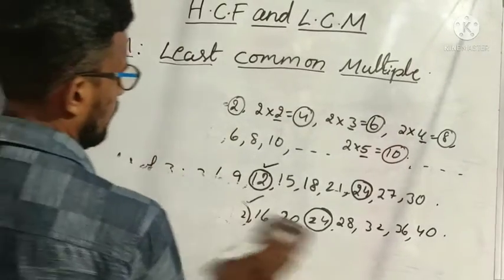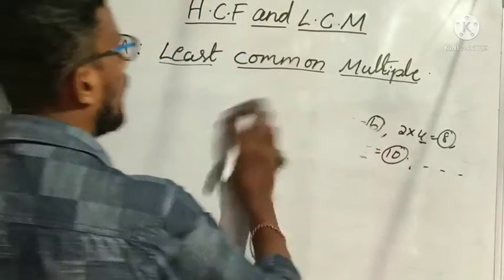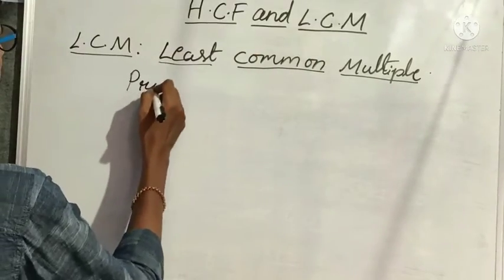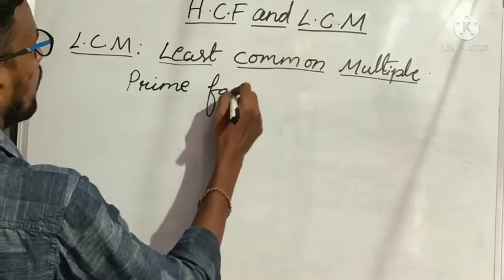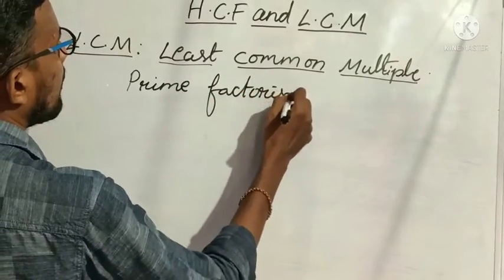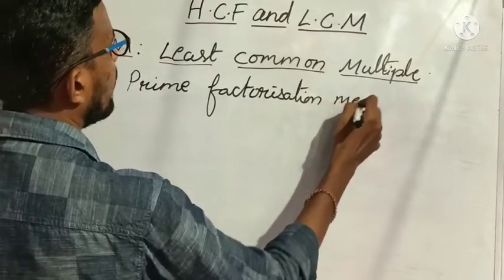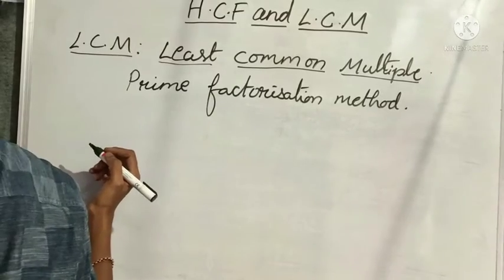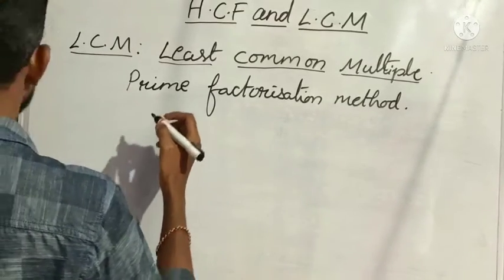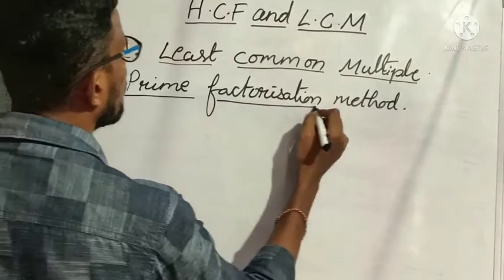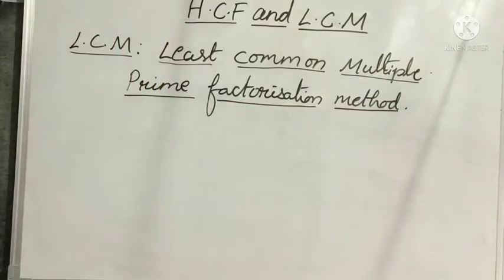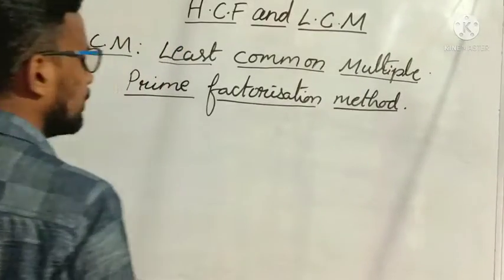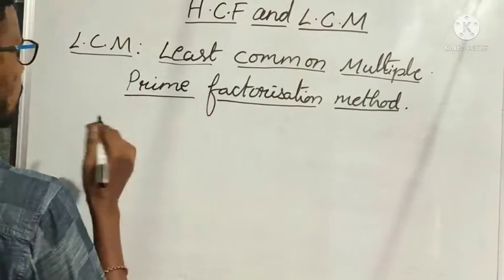Now the first method is the prime factorization method. So how do we find the LCM, that is least common multiple, by the prime factorization method? Let us see now.